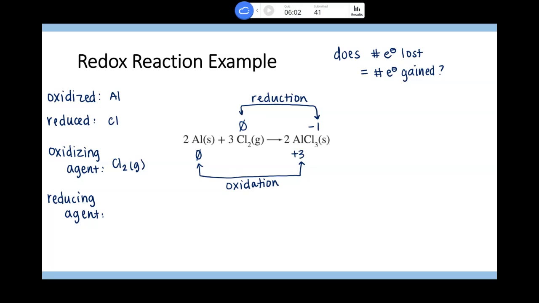That means that our reducing agent is the compound for which the element in the compound is oxidized. This is the compound that provided electrons. So in this case, it's aluminum solid.